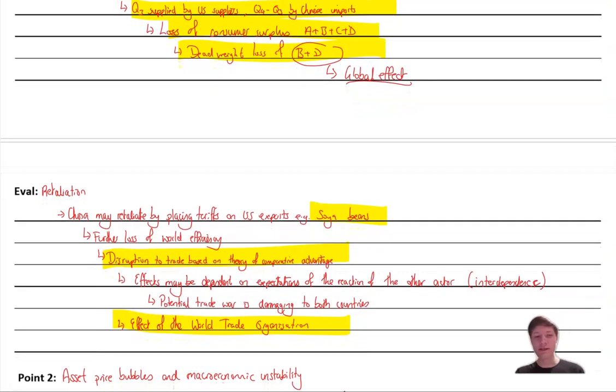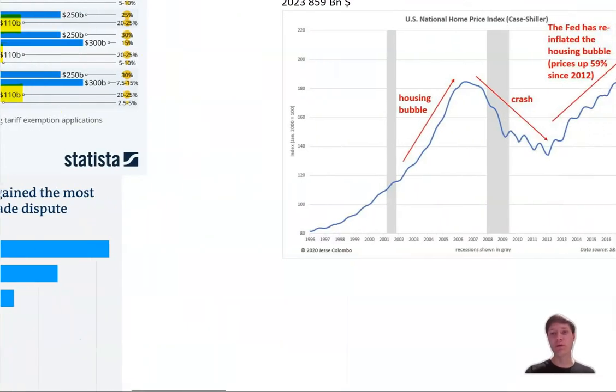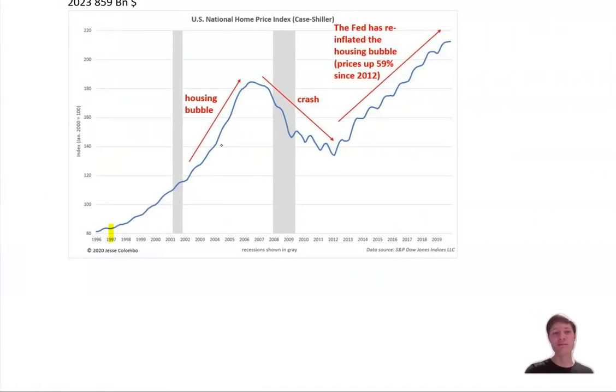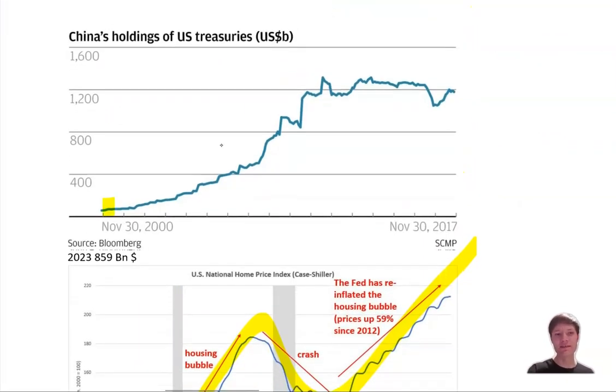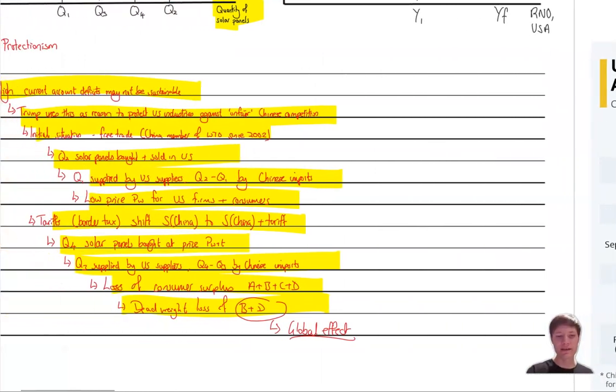Right, our second point, asset price bubbles and macroeconomic instability. Now, for this point, we need to be able to link this global trading relationship to the American house bubble, house pricing bubbles and instability, that big unstable curve that we're seeing there, and linking that to Chinese holdings of US Treasuries, a difficult thing to do. Try to make the link, then come back and see if you got it right.